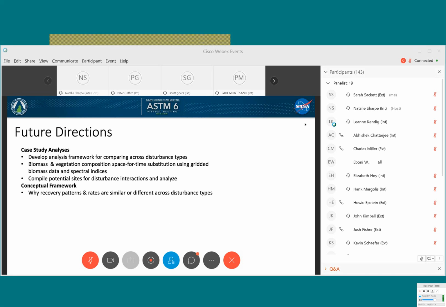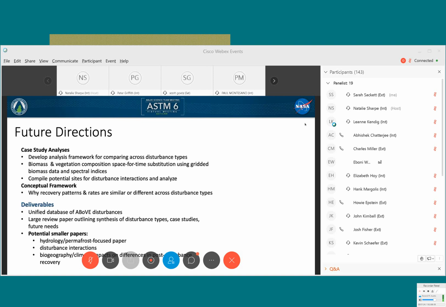Next. Our planned deliverables so far are a unified database of above disturbances and a large review paper outlining our synthesis and case studies. We also have some smaller papers planned, such as a permafrost-focused paper, one on disturbance interactions, as well as one focused on biogeography and climate impacts on the differences in post-disturbance recovery. So yeah, we have a lot planned for the future.